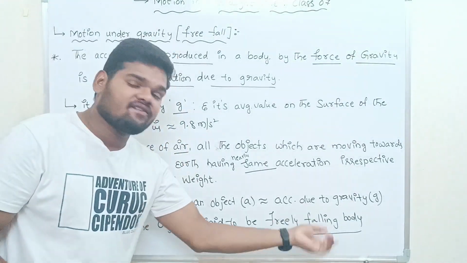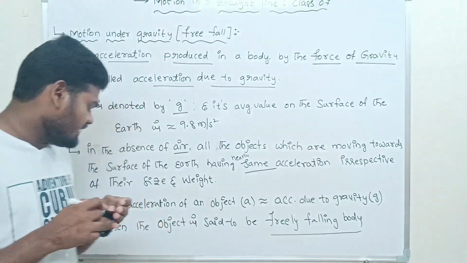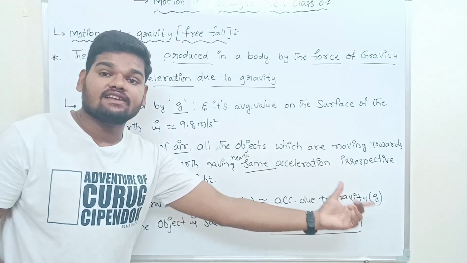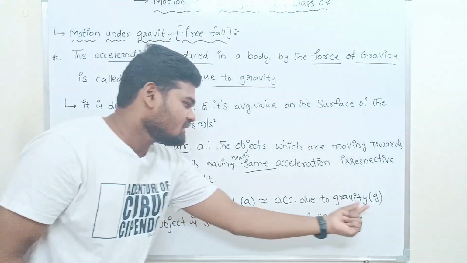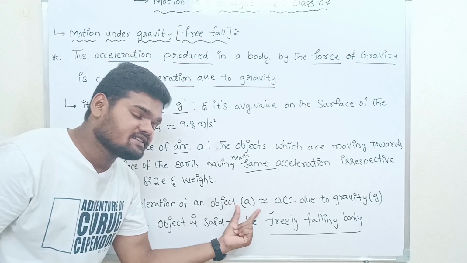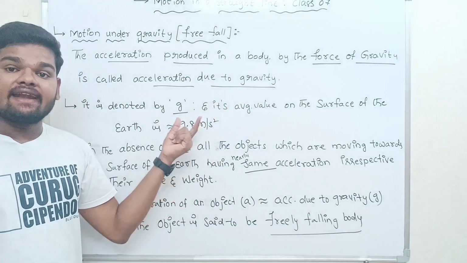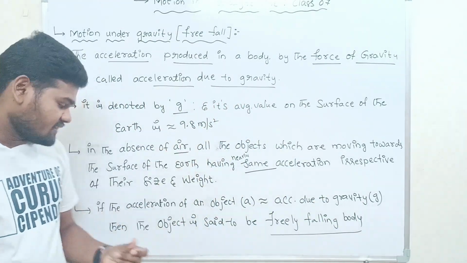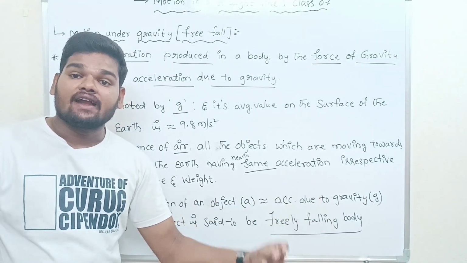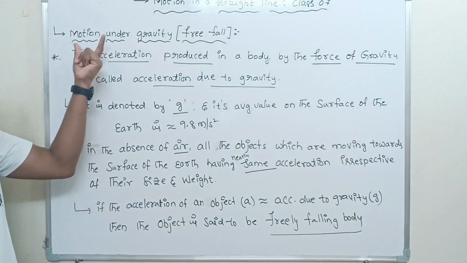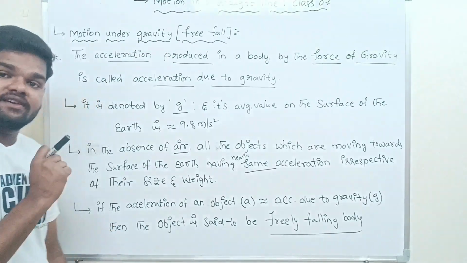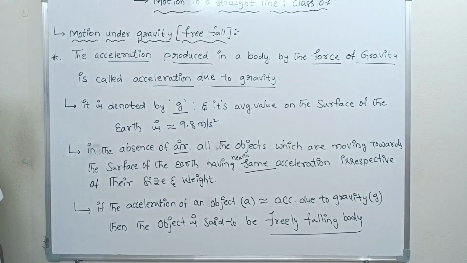So what is the meaning of freely falling body or motion under gravity? If the acceleration of an object is equal to the acceleration due to gravity, that means g is equal to 9.8 meter per second square, then the object is said to be a freely falling body, and the motion of that object is called motion under gravity. Is it clear? It's a small concept. Pause the video and write the notes.